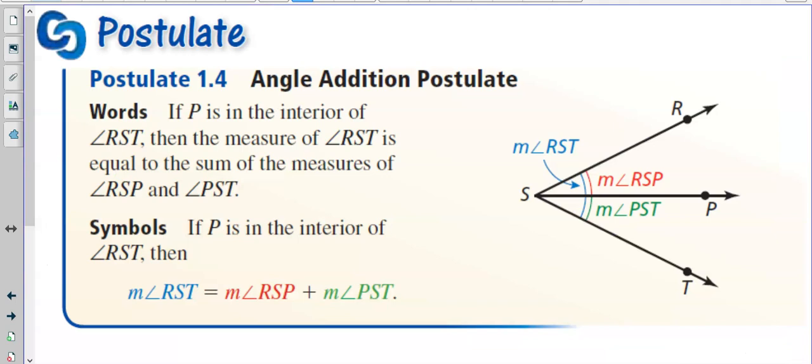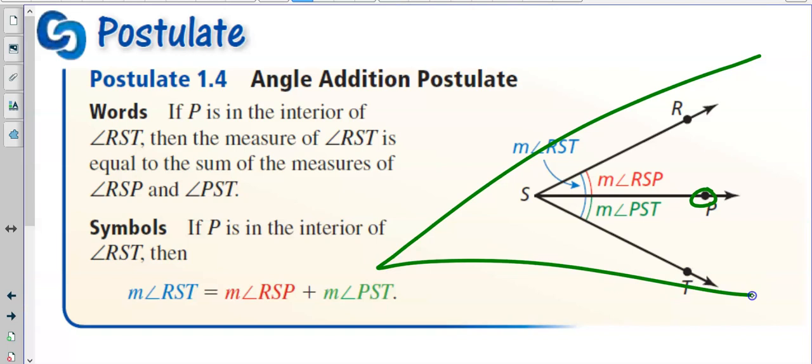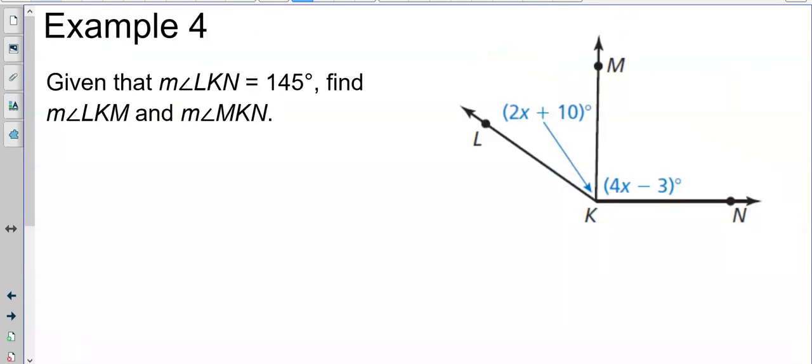So the angle addition postulate rule says if P is in the interior, which means inside that angle RST, then if I take RSP and PST and add them together, I get the overall RST. Okay? That's just like building. If I take this angle and I put them together, I get that angle. All right? Pretty basic. So, I know this angle here is 2x plus 10.